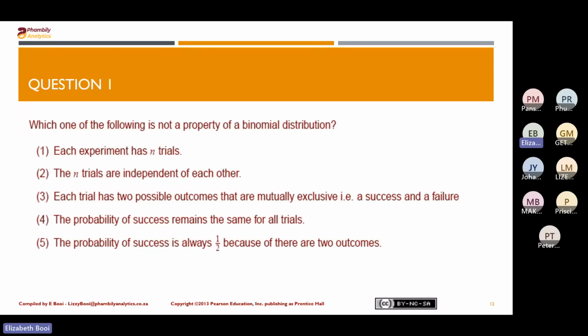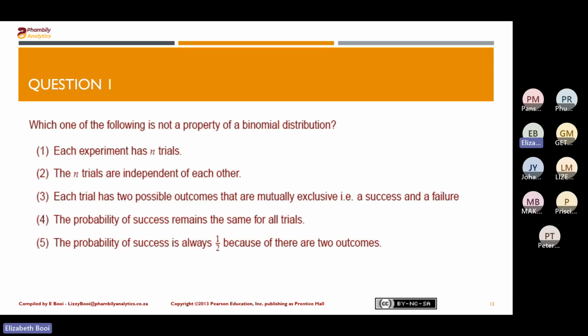Like I said, in this module, you need to be prepared for both worlds, the calculations as well as the theory. Which one of the following is not a property of a binomial distribution? At the back of my head, you need to think about this because we spoke about this at the beginning of the session. Probably you have forgotten most of it. We said there are two outcomes.